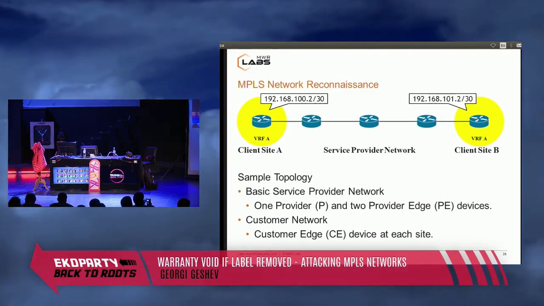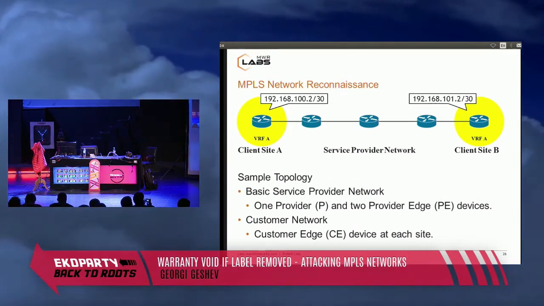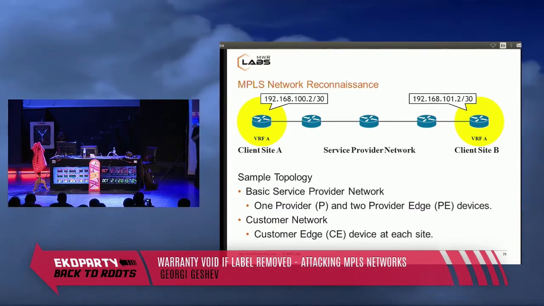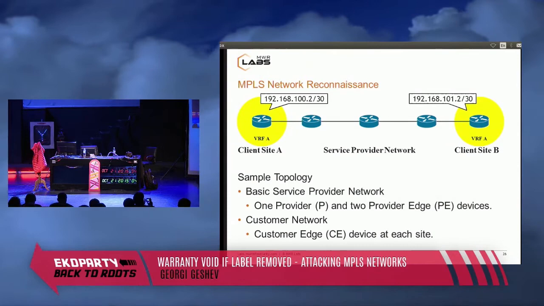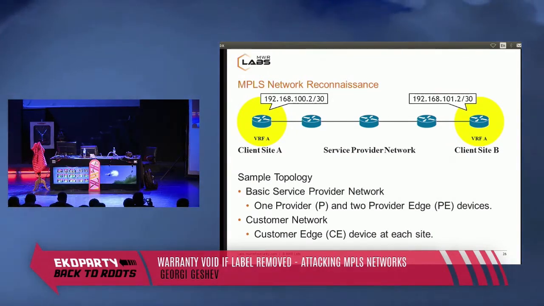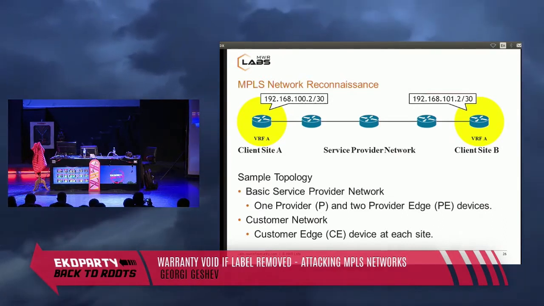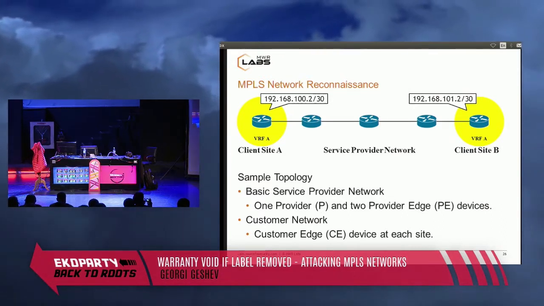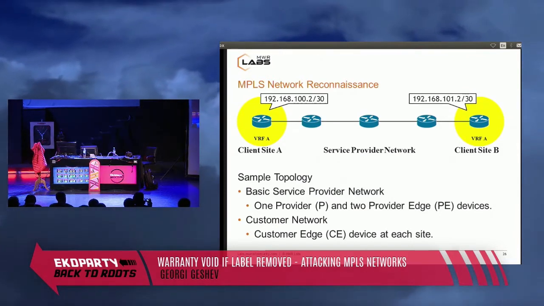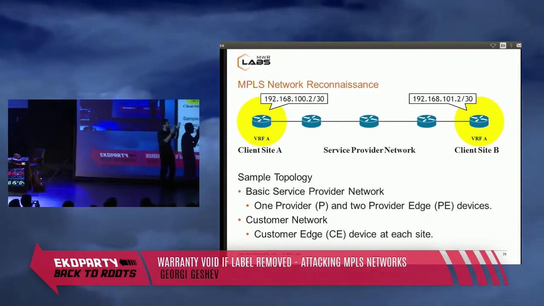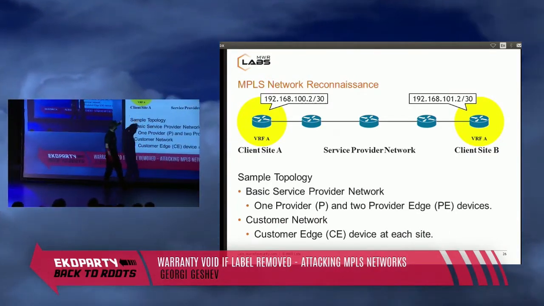The problem with MPLS is the core devices are just dumb devices. They have no idea about the VRFs. The only devices that have VRF relevant configuration are the provider edge devices. So if an ICMP error message is generated in the MPLS core network, the device would have no idea how to handle this traffic, because this traffic should be sent back to myself.